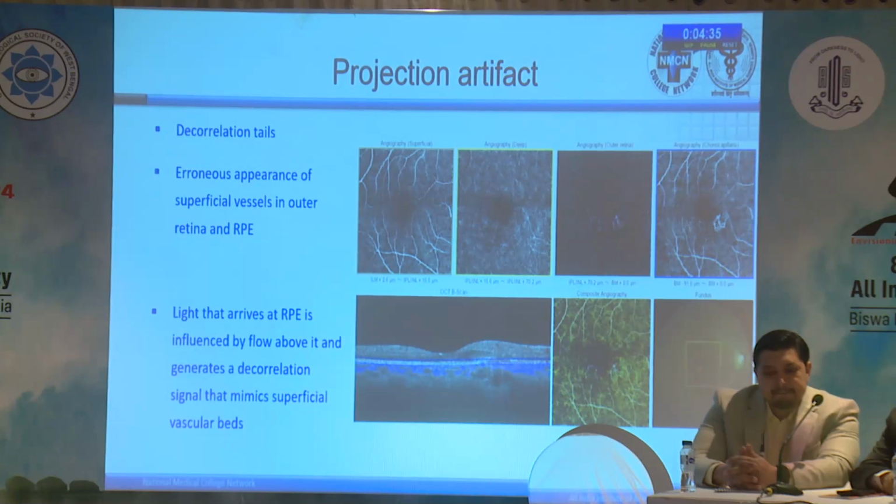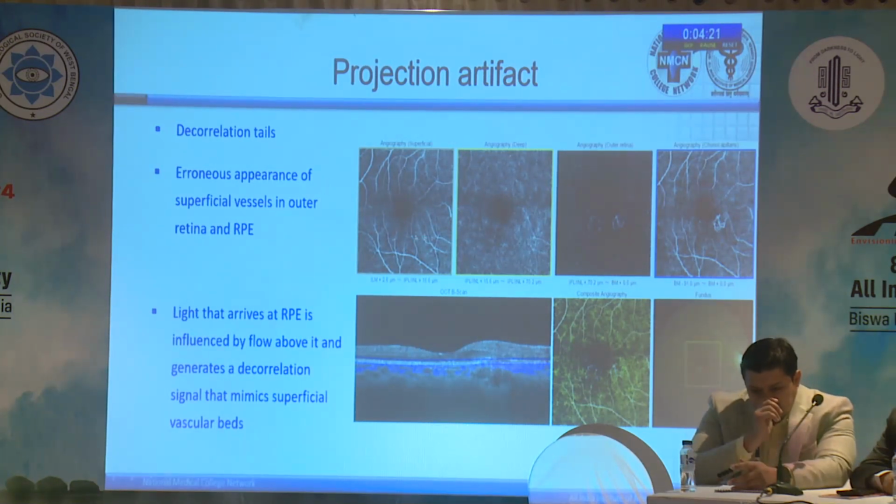Now next is the projection artifact, which is basically an erroneous appearance of the superficial vascular network onto the deeper networks, onto the deeper levels. So in this image you can see the superficial plexus, the large vessels which are visualized, but when you see the angiography slab at the level of the choriocapillaris, you are still able to see these large vessels which are erroneously appearing in the deeper slab.